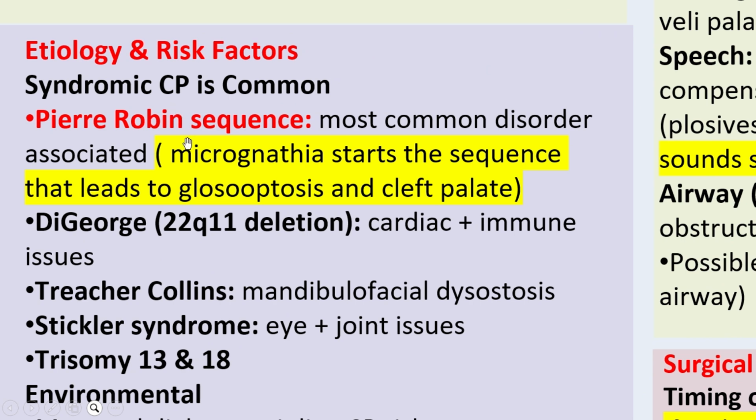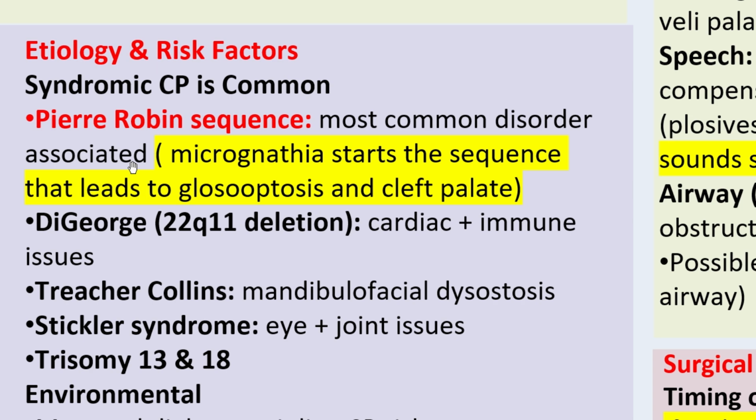So most cleft palates are associated with syndromes, and one of the most important syndromes is the Pierre Robin sequence. This is going to be the most common disorder associated, and what happens in the Pierre Robin sequence is that the child has a micrognathia, that is a small jaw. And this is what starts now the sequence of things that follow. Now, because the child has a small jaw, the tongue is going to push backwards.